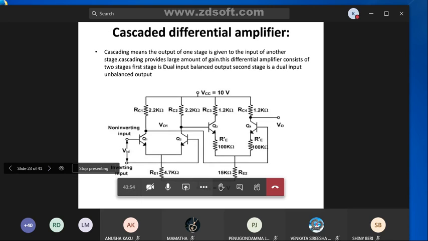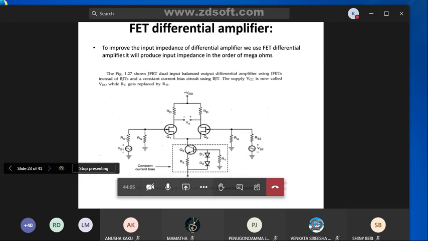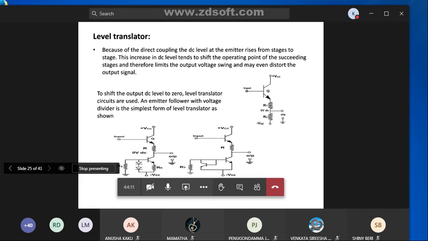In the cascaded differential amplifier, to get higher gains we are using cascaded differential amplifiers. With the FET differential amplifier, to get high input impedances we are using the FET differential amplifier. With the level translator circuit, to minimize the DC level to 0 level we are using this level translator circuit. Okay.